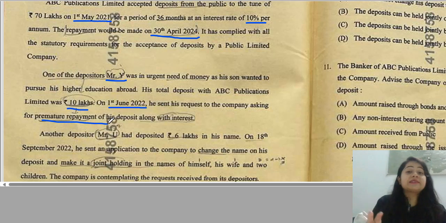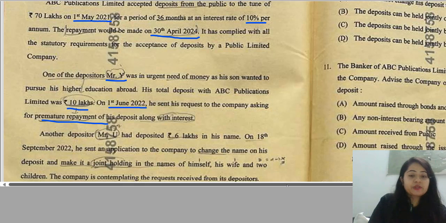Okay, now in the acceptance of deposits rules, what is mentioned about premature repayment? So if any of the depositor requests premature repayment of the deposit, it cannot be done before 6 months. That is first thing. Second, he will receive 1% less interest. So here we know the interest is 10%. So here Mr. Y is going to get 1% less, which is 9% interest, for a period which is from the date of accepting the deposit till now. So we'll have to calculate 1st May till 1st June. It is going to be 13 months.